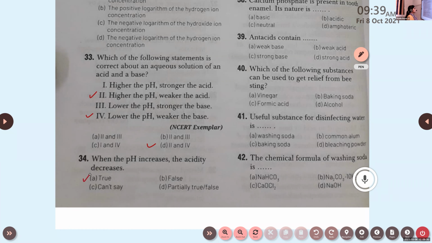It is true, right? Because when the pH value increases, basicity increases, right? 0 to 7 is the only range of acid. When it moves from 7 to 14, it will be a base. So when the pH increases, the acidity decreases.